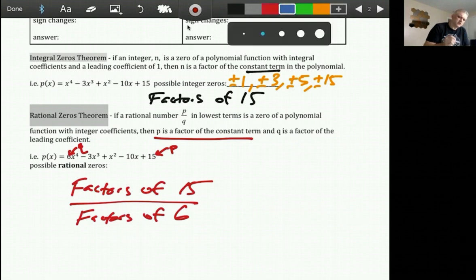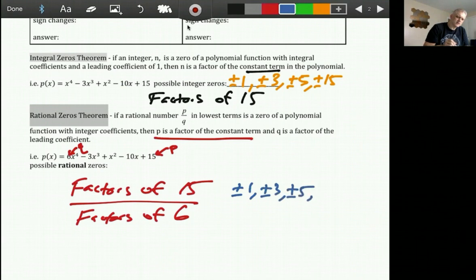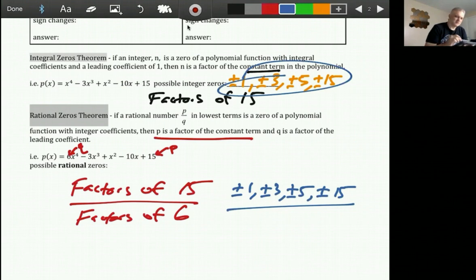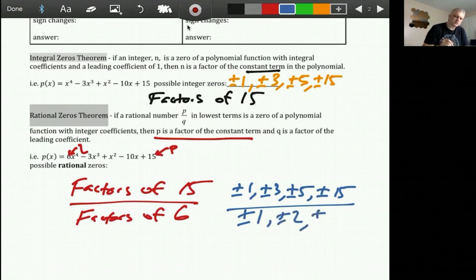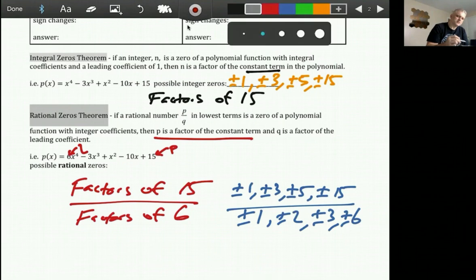So what are the factors of 15? Well, we got plus or minus 1, plus or minus 3, plus or minus 5, and plus or minus 15. We just did it, so we should know that. Factors of 6: plus or minus 1, always. Plus or minus 2 is a factor of 6, plus or minus 3 is a factor of 6, and obviously you have plus or minus 6. Most of the questions that you get are not going to have this many different options, but this one does, so we might as well get it out of the way.